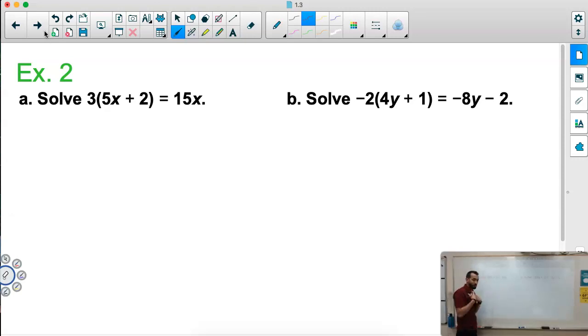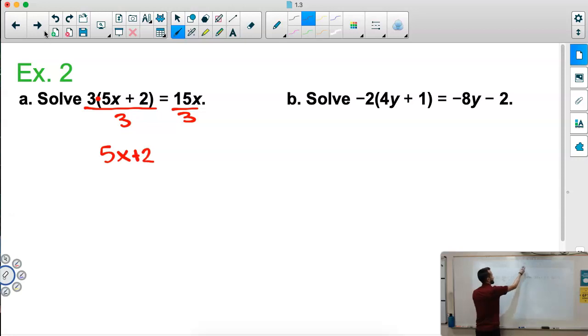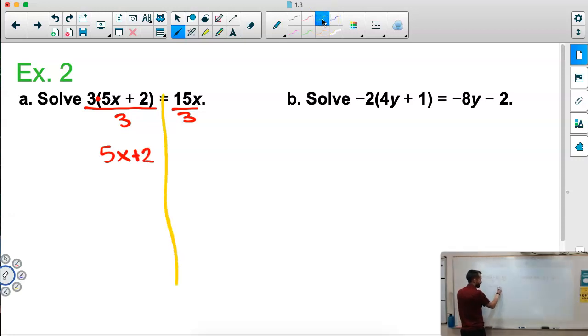I'm going to start, instead of distributing, I talked about this the other day, this is actually multiplication, so I could divide both sides by 3 first, and I'll get 5x plus 2, keep track of my equal sign here, equals 15x divided by 3 is 5x. Okay. And I'm going to have this like minus 5x and minus 5x. And I end up with this.